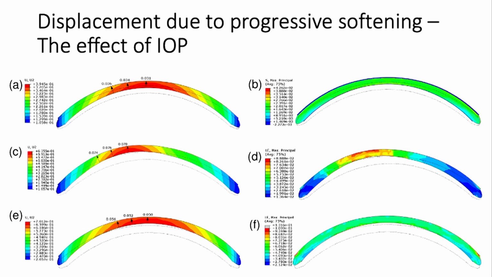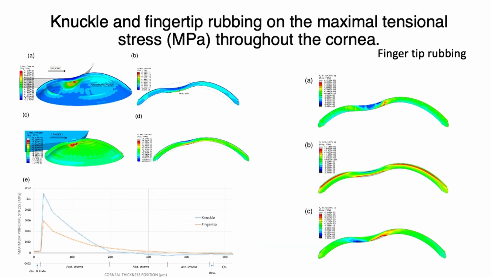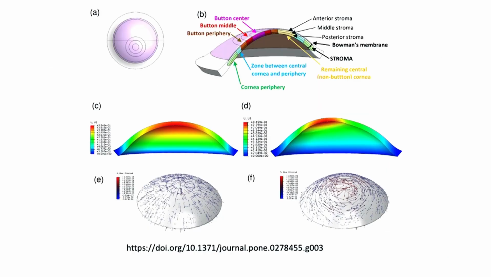So in fact, the rest of it is very simple: displacement due to the effect of IOP, knuckle and fingerprint rubbing, which is a major thing for doctors on its failures, and maximum tension stresses throughout the cornea. All these things are quite simple. It's not very difficult to understand. It's an excellent paper, but the key is, again, as I said, material parameters. And the property changes, the thinning, the displacement, the stresses, all of them can be calculated.